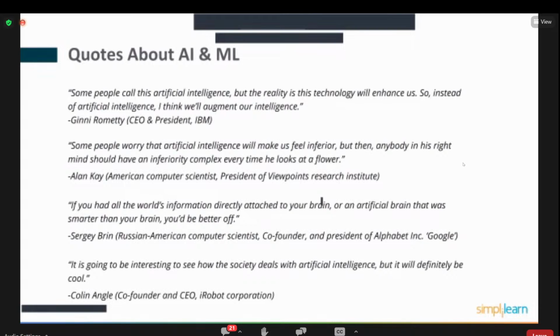Yes. And then Colin Engel, who is the head of iRobot that makes automated appliances for the home, I think he sums it up very well by saying it's going to be interesting to see how we deal with artificial intelligence, and it will definitely be cool. So take the attitude that the world that we're going to live in will be different, certainly. Fascinating to see what those differences are, but if you keep your mind open, it should be a pretty exciting place to live.